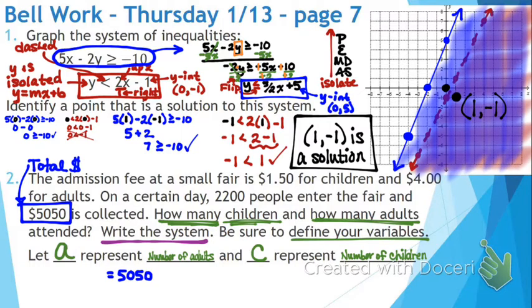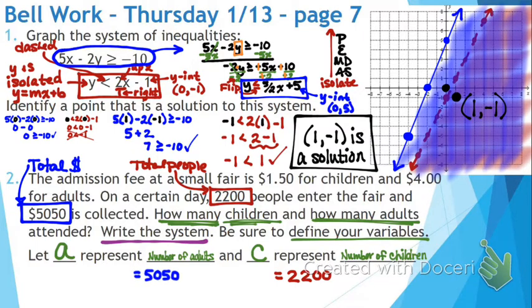Do you guys see any other totals here? The people. How many total people? 2,200. There's our total people. So that's my total people. So my other equation is going to be equal to 2,200.